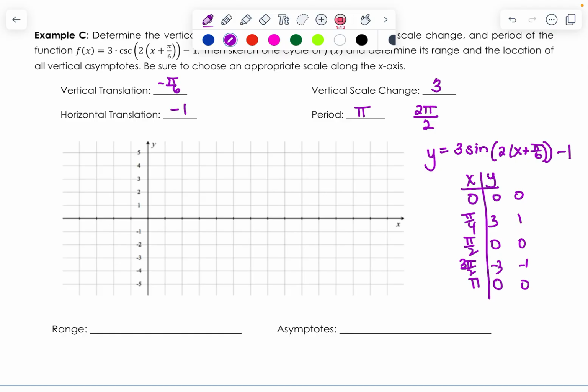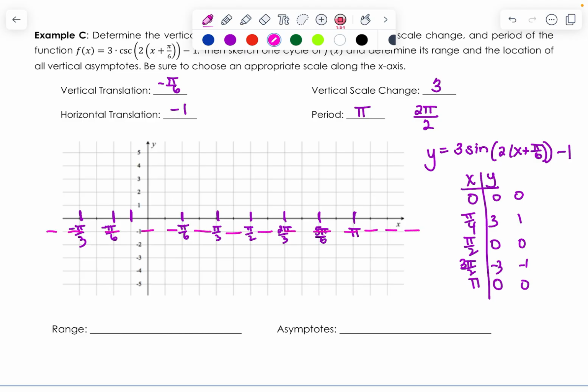So I've got to do that with pi over 4. So I really am going to need a pi over 12. So I'm going to go 2 ticks is a pi over 6. Then this is 2 pi over 6, 3 pi over 6, 4 pi over 6, 5 pi over 6, and pi. So then let's do our vertical translation is down 1.